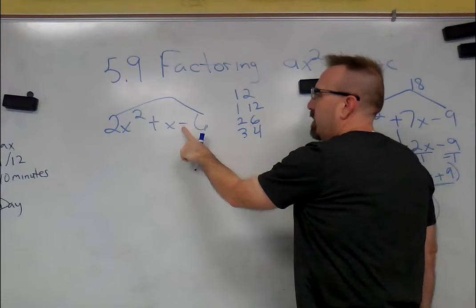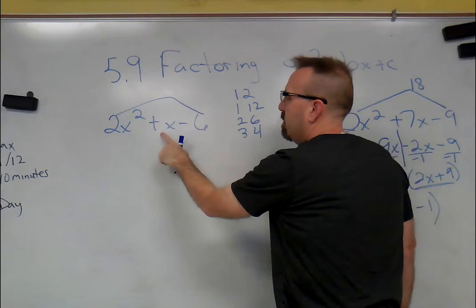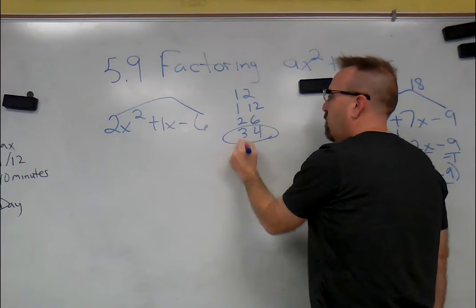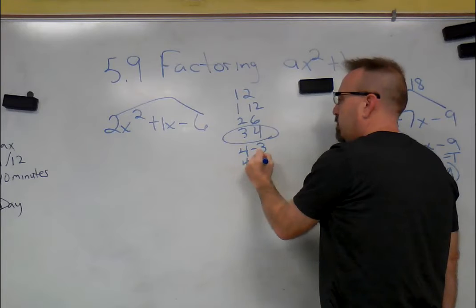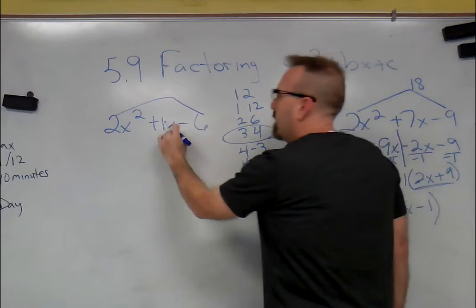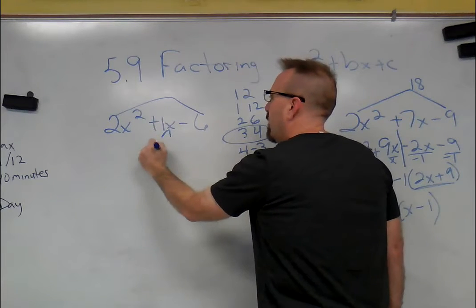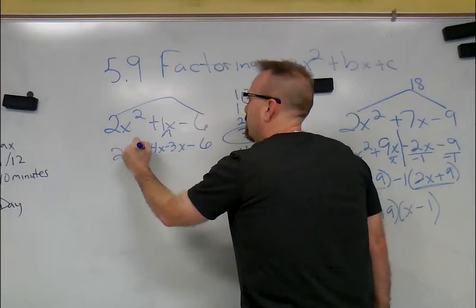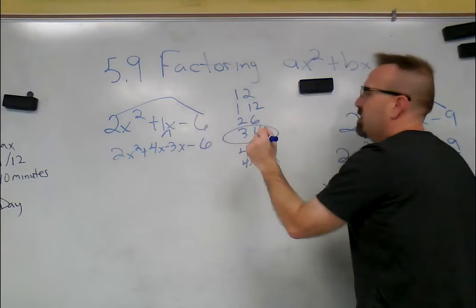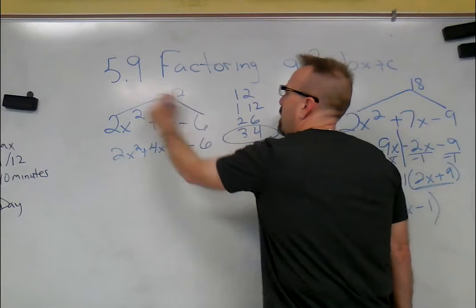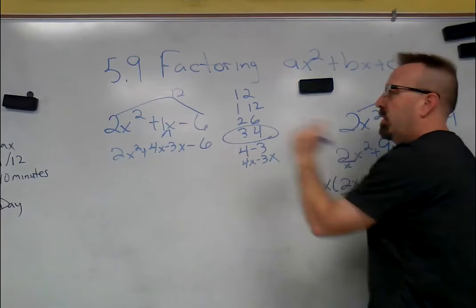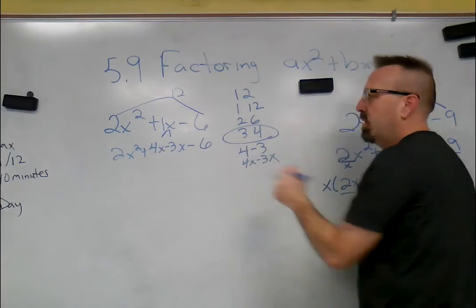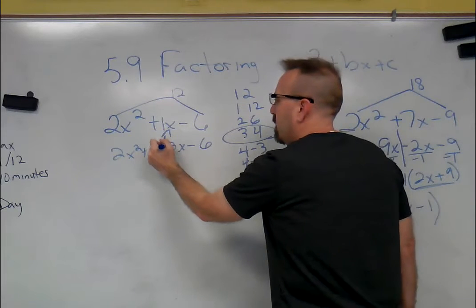We need the pair that subtracts to be how many x's? 1x. And it's a positive, so we need 4 minus 3, or 4x minus 3x. So we rewrite this as 4x minus 3x. So that's the two key differences in the first step: we multiply our a and our c, and then we rewrite the middle term as 2 terms instead of just 1. Then we go back to yesterday's assignment.